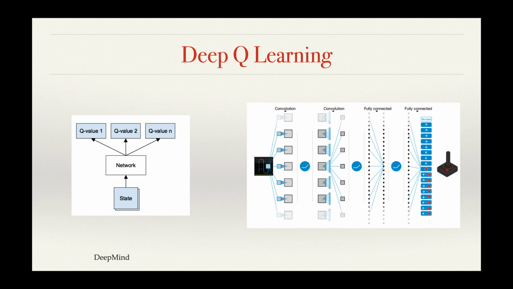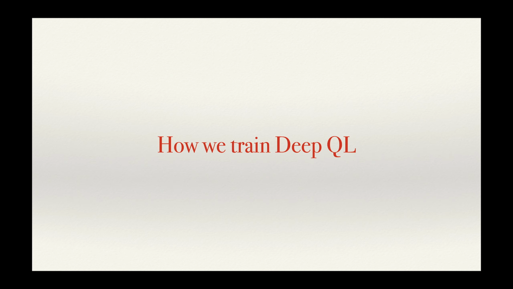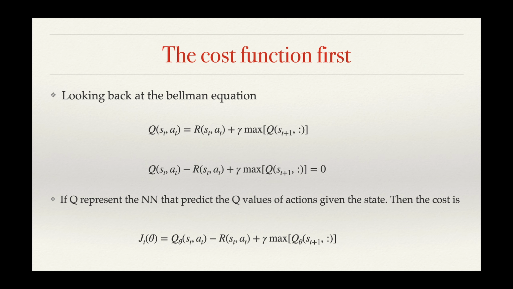Now, this sounds good, but how do we train this network? It will basically rely on the Bellman equation, but the idea is how we can build the cost function of the neural network, because we need the cost function to do backpropagation and to estimate the gradient. So what is the cost function for this neural network? Looking back at the Bellman equation, Q of the current state and current action is equal to the reward that we get directly plus the discount factor multiplied by the maximum Q value of the future state. So this is the Bellman equation.